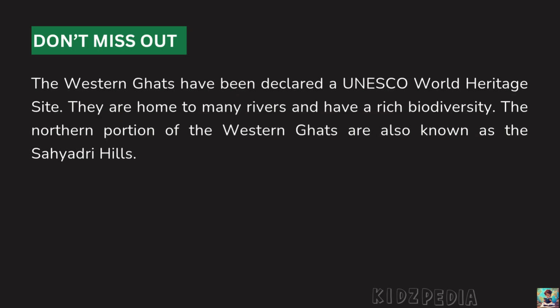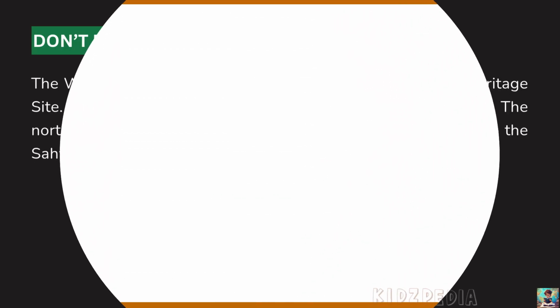Don't miss out. The Western Ghats have been declared a UNESCO World Heritage Site. They are home to many rivers and have a rich biodiversity. The northern portion of the Western Ghats are also known as the Sahyadri Hills.